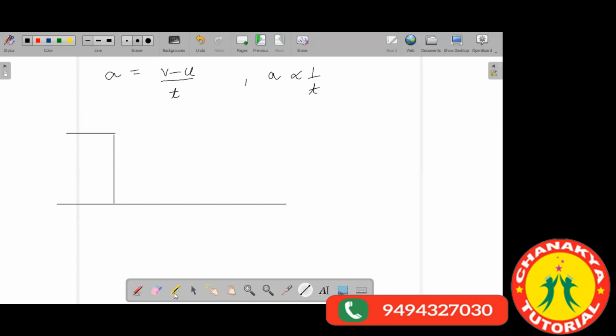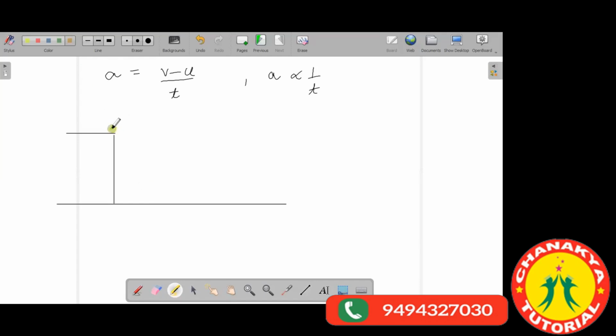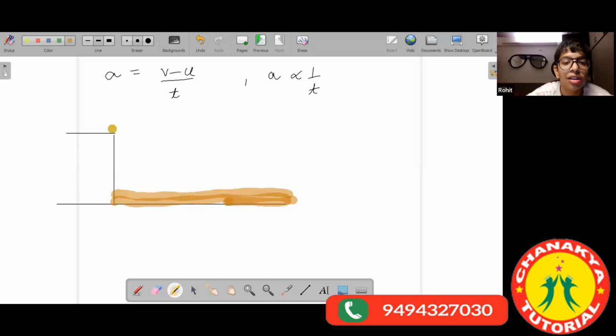So how many of you will be ready to jump off? Is there anyone who will be ready to jump off from the top of the building? No, sir. Now what I do, I put some cushion at the bottom. Then can you try to jump, if you have some cushion over here? Yes, sir, then we can.